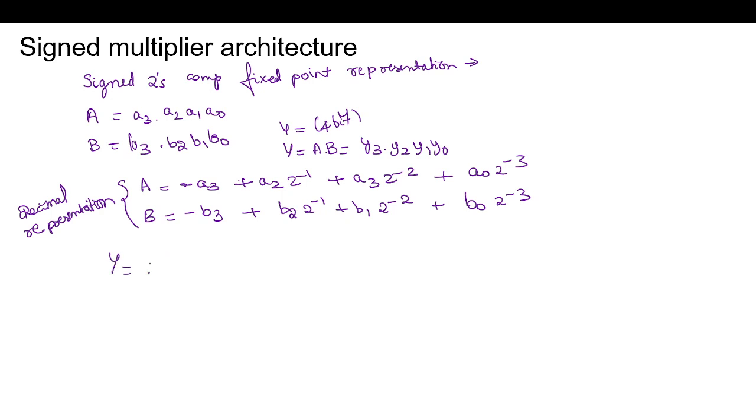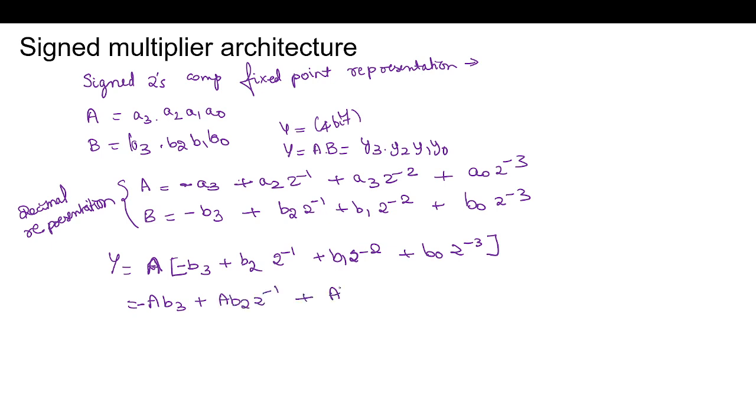Then Y will be, I am multiplying every term of B with the complete A: minus B3 plus B2 2 to the power minus 1 plus B1 2 to the power minus 2 plus B0 2 to the power minus 3. This is minus A B3 plus A B2 2 to the power minus 1 plus A B1 2 to the power minus 2 plus A B0 2 to the power minus 3. So now I will write it in a little different way so that we can directly use it to implement in the algorithm.